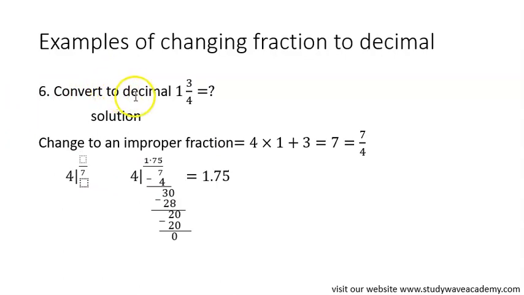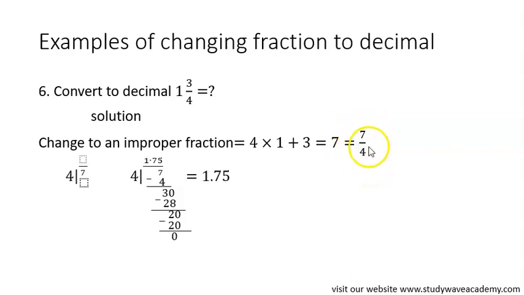Here we have convert to decimal. This is a mixed fraction. 1, 3 over 4. It's a mixed fraction. First of all, we are going to be changing it to an improper fraction. Okay? To change to an improper fraction, it will be 4 times 1 plus 3. 4, the denominator times the whole number plus the numerator. It will give us 7. So it will be 7 over 4. We are going to be maintaining our denominator, which is 4. So we have 7 over 4.